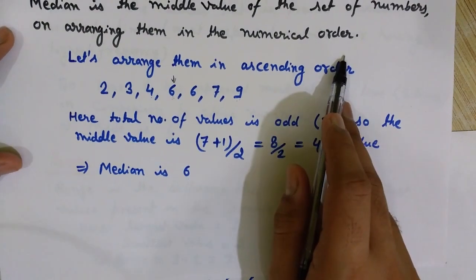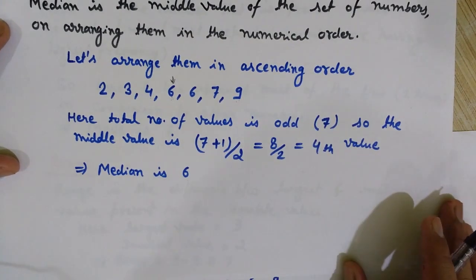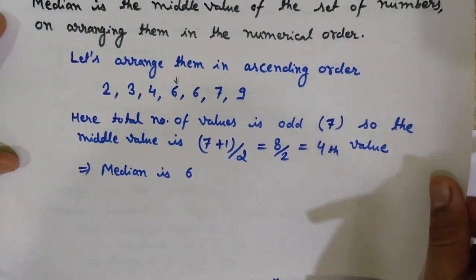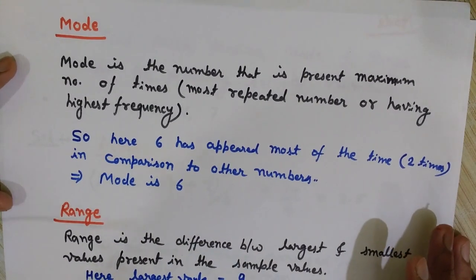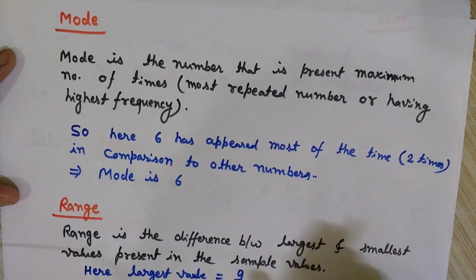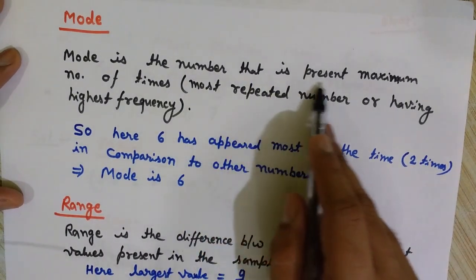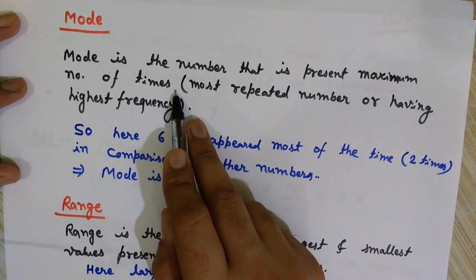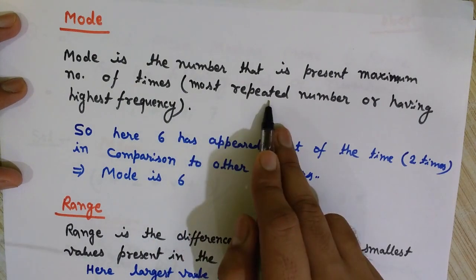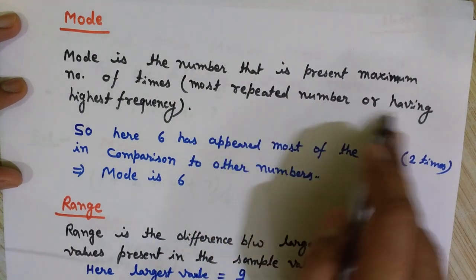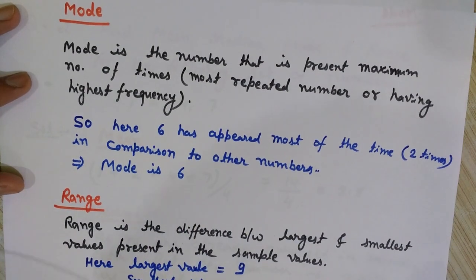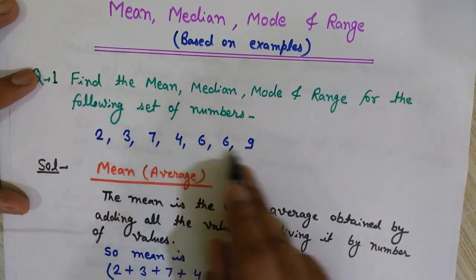Now let's discuss the mode. We will calculate the mode of the given set of values. How can we calculate the mode? You should first know what the mode is. Mode is nothing but the number that is present the maximum number of times, the frequently appearing number, the most repeated number, or the one with the highest frequency. So we will look at this set of numbers that was given to us in the problem.